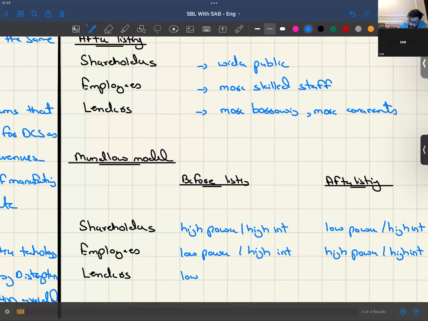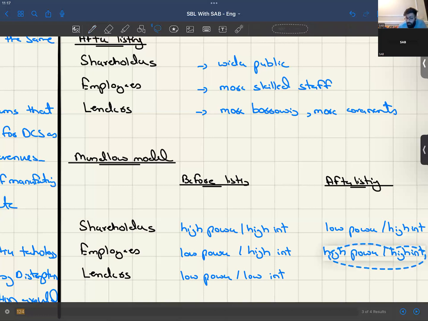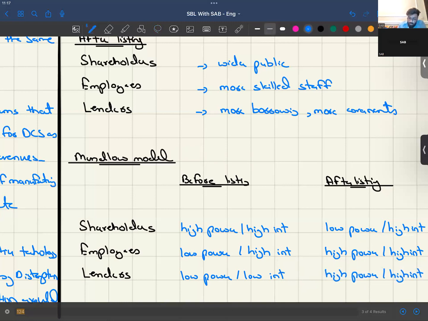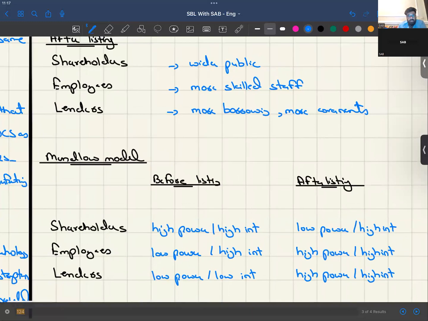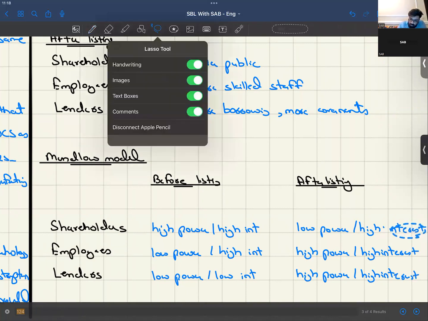The lenders, there were not many lenders, so low power, low interest. But now lenders have increased and their power has increased, and they have also incorporated covenants on you. So that means they also have high power, high interest.